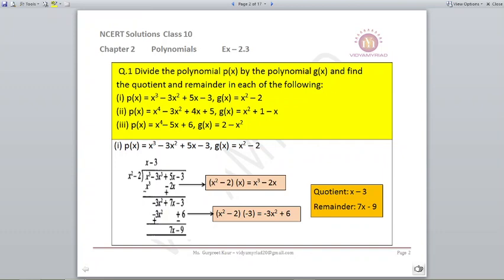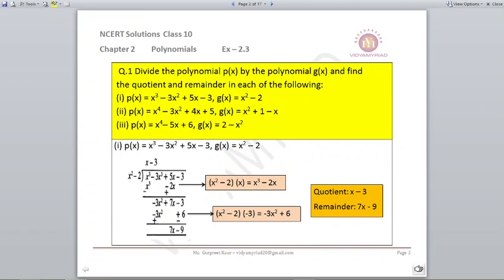Now your first dividend term is x cube. I want something to be multiplied with x square minus 2 so that I get x cube. My intention is to cancel that, because when we do division we need to change the sign, and in changing the sign my x cube and x cube should get cancelled. So I should multiply this whole expression by x in order to get x cube, which is very important.